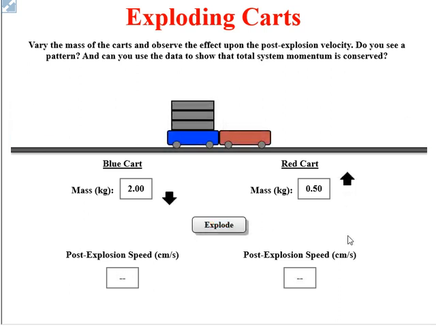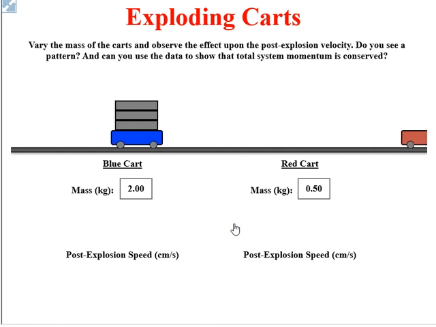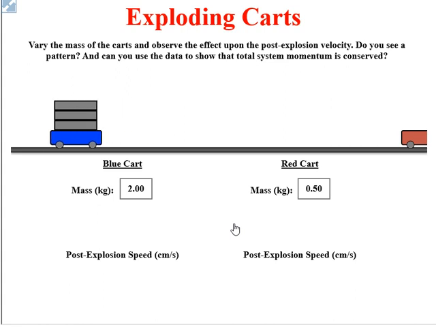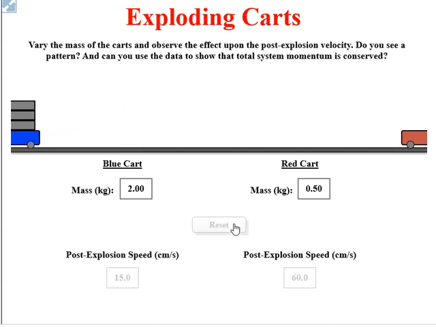Let's do one more. Explode this one. So we've got 2 kilograms on this side and 0.5 kilograms on this side. And see that the red one shoots off and the blue cart travels relatively slowly towards the left. So the momentum of the blue cart after the explosion is 2 multiplied by 15, which is 30, and the red one is 0.5 multiplied by 60, which is also 30. But again, the red one is negative, so negative 30, and the blue one positive 30.